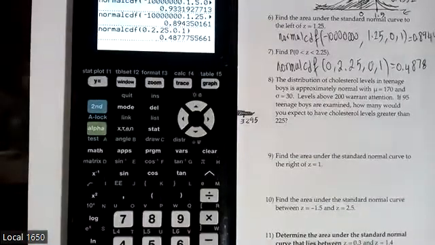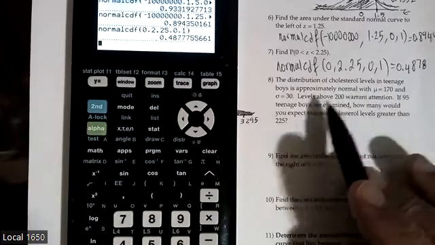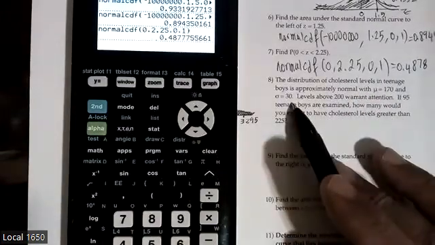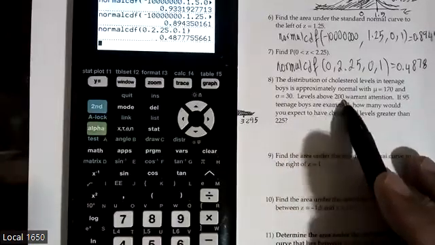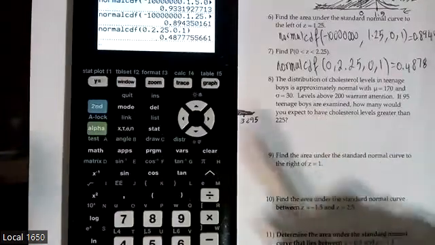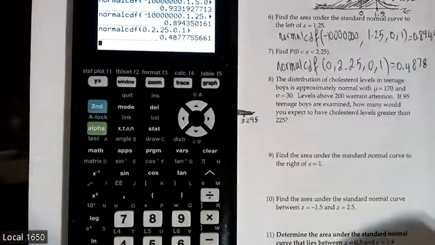8. The distribution of cholesterol levels in teenage boys is approximately normal with a mean of 170 and sigma is 30. Levels above 200 warrant attention. If 95 teenage boys are examined, how many would you expect them to have a cholesterol level greater than 225?